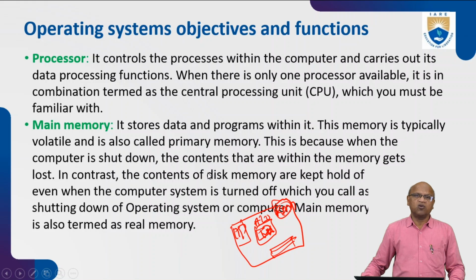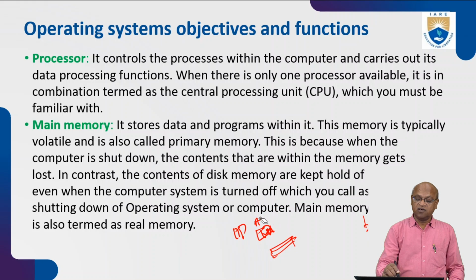It will only execute the programs. What it means by executing the program is that whatever program you write, either Java, C, or Python, each line is one instruction only. This program will be executed by the processor, this microprocessor. It controls the processes within the computer and carries out its data processing functions. When there is only one processor available, it is termed the central processing unit. So our microprocessor is the central processing unit.